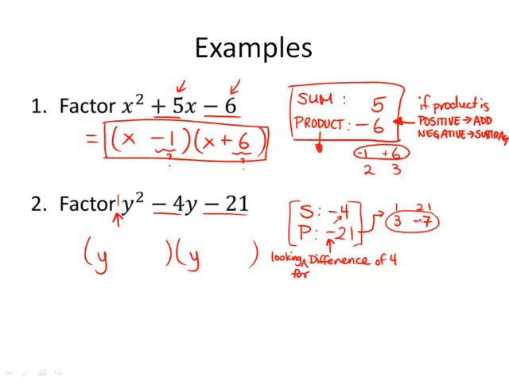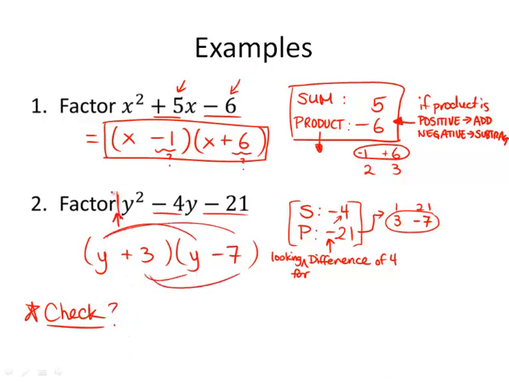3 take away 7 would give you -4, and 3 times -7 would give you -21. Sometimes you'll see the number right away, so just go for it. You don't have to take so much time on it if you see it right away. Plus 3 and -7, you can always double check. How can you check your work? Just distribute it out and see if it gives you the original question back again.